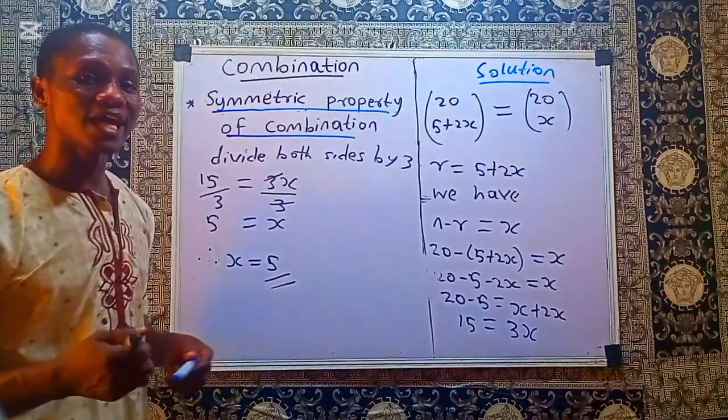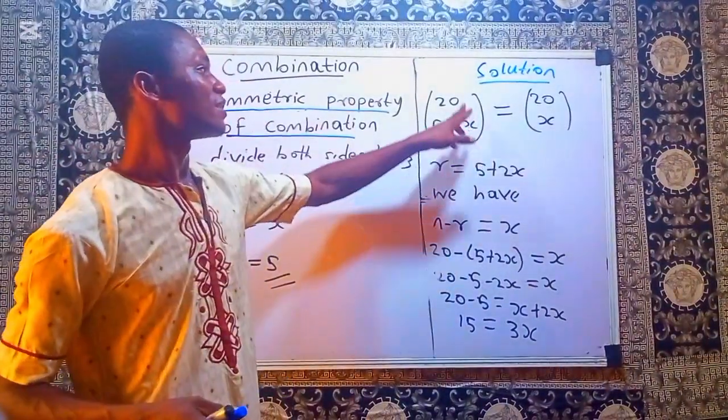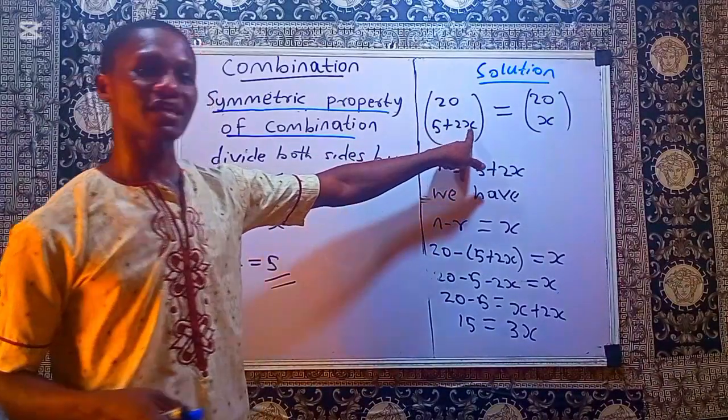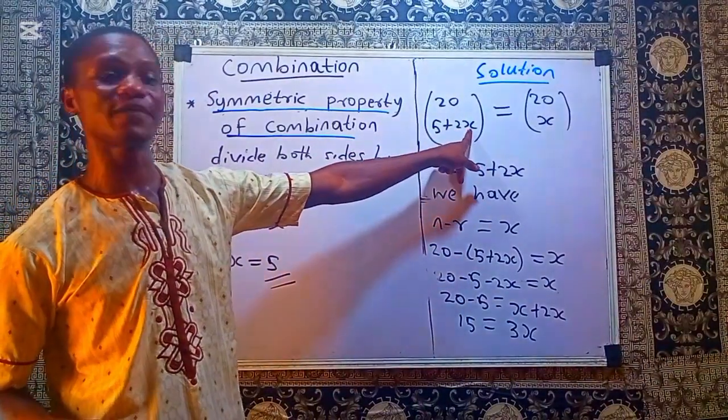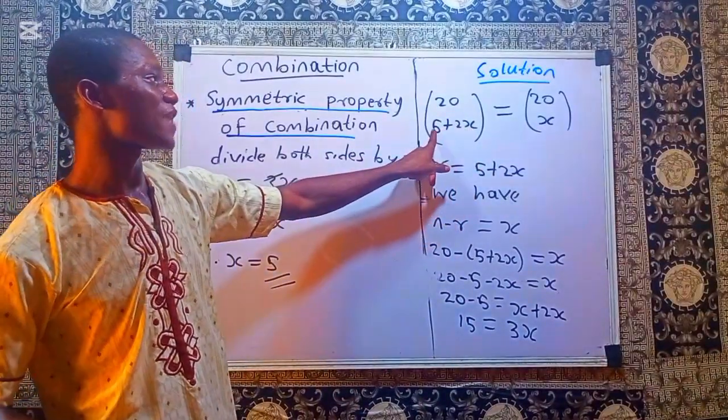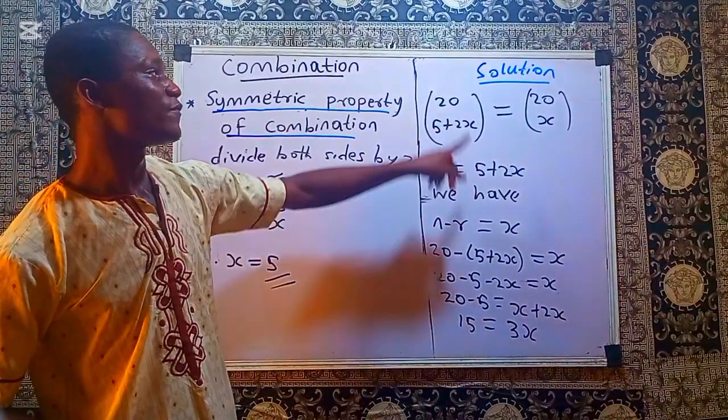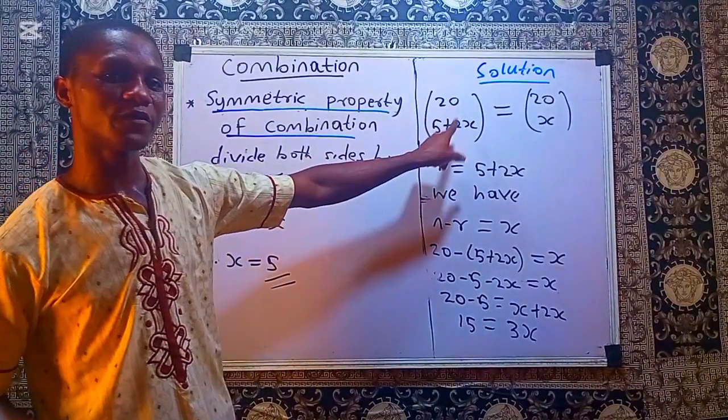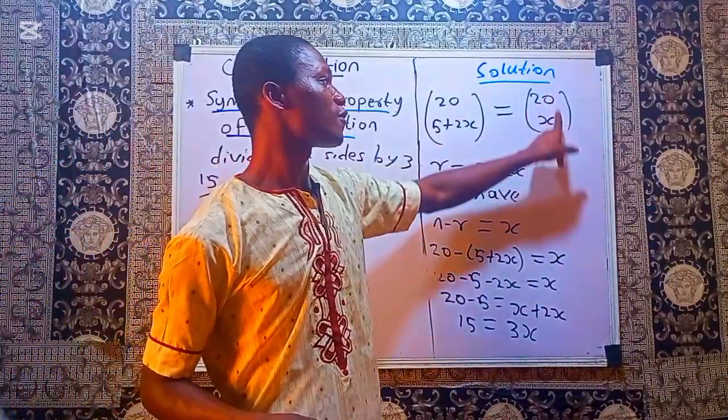So you can check on your own whether if you put 5 for x here, you are going to have 2 times 5 is what? 10. Plus 5 is what? 15. So check whether 20 combination 15 is equal to 20 combination 5.